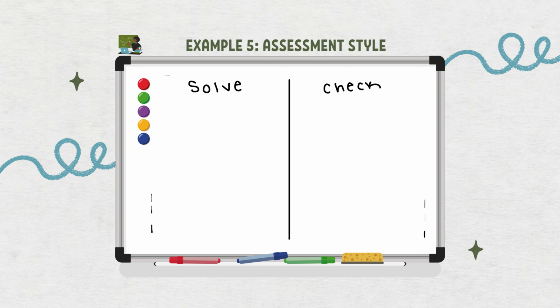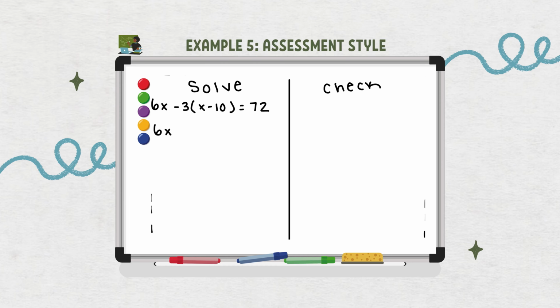Example 5, assessment style. This one is going to be kind of lengthy. 6x minus 3 times the quantity of x minus 10 equals 72. The first thing we need to do is simplify the left-hand side because it's a lot going on over there. So we see that we have some parentheses, and according to PEMDAS, we need to solve for those parentheses before we start moving things to the other side.